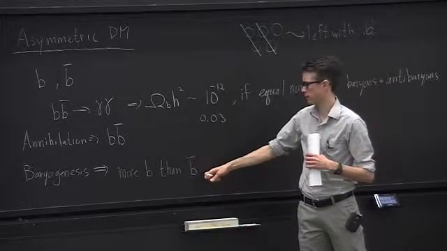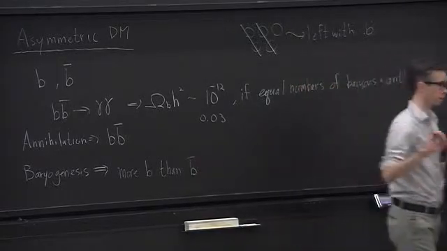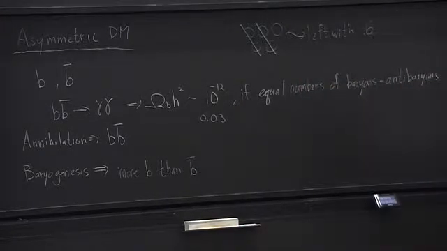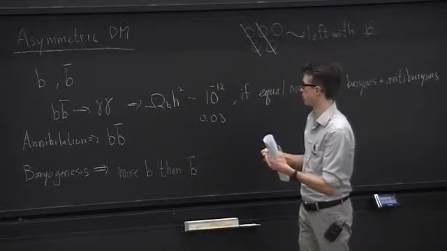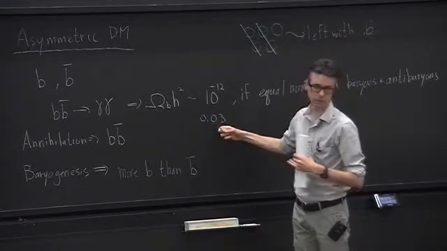And it turns out that the actual excess of baryons over antibaryons that I need early on in the universe is something like 1 part in 10 to the 10. So it's actually a very small asymmetry between the two. But that small asymmetry between the two is still enough to give me this final relic density.